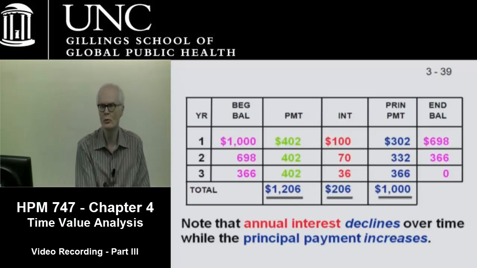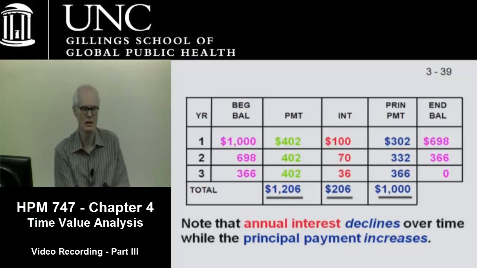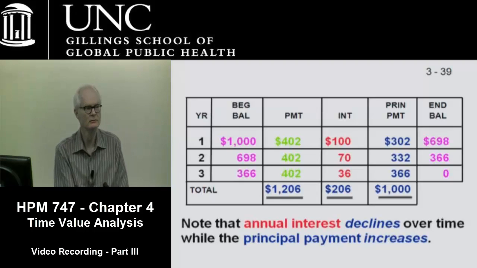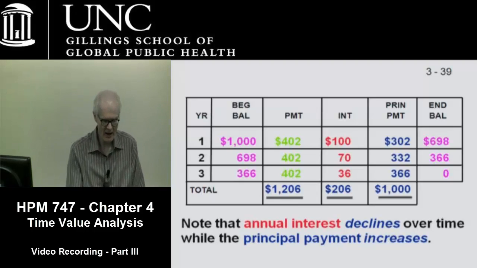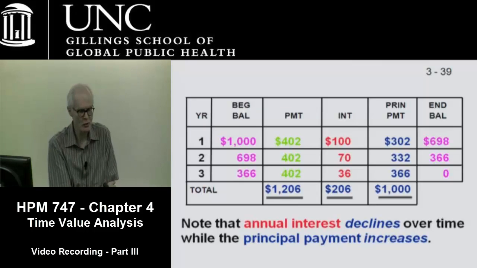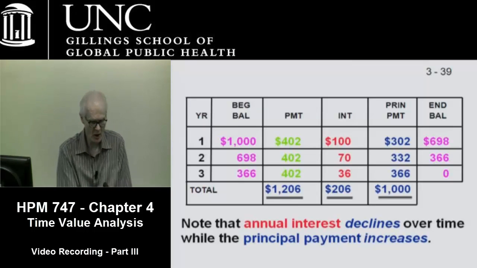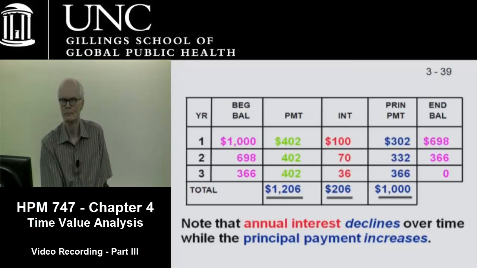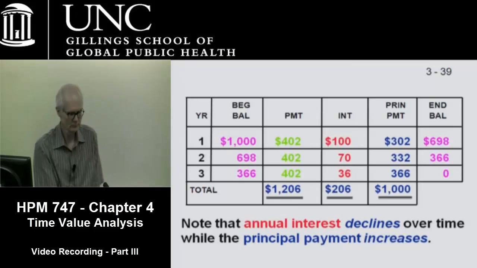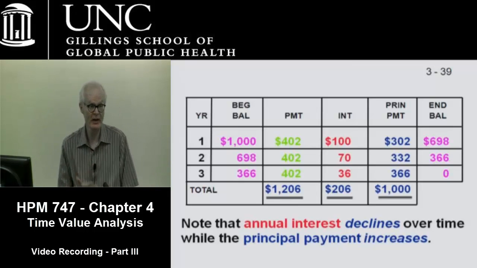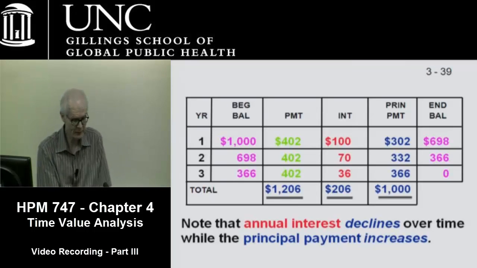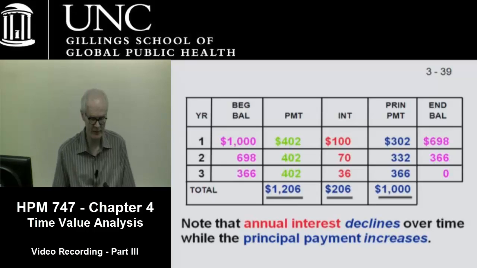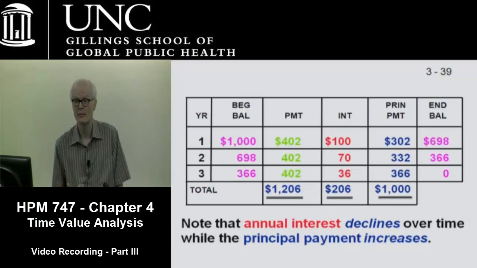So at the end of year 1, if you were going to pay the loan off after 1 year, the bank would say, you owe us $698. That $698 then gets transferred to the beginning of year 2. The payment is still $402. Now the interest is $70. Where's that coming from? The $698 times the interest rate, 10%, is $70. That leaves us with $332 of principal and an ending balance of $366. And then you follow the arithmetic and you see by the end of the 3rd year, the balance is 0.